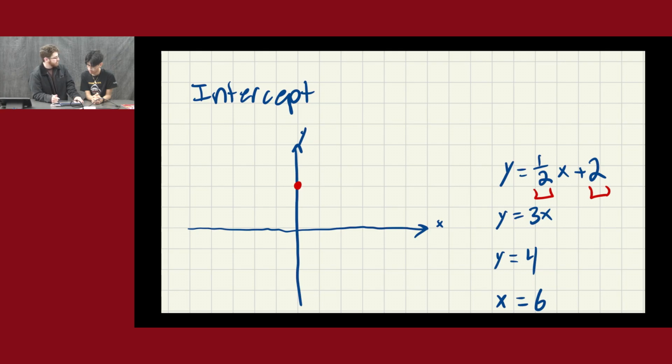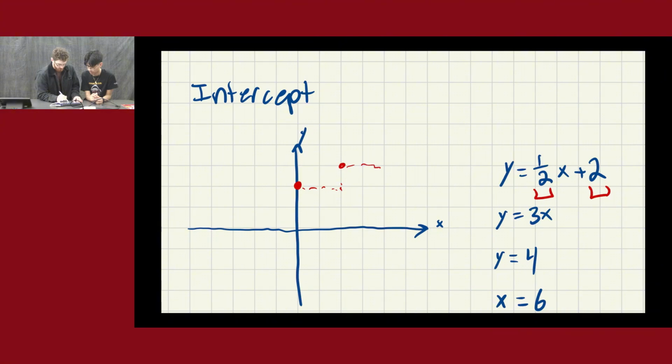Now, what does the slope mean? Slope, you said, means rise over run. Right. So this means that 1 over 2, what do we do with the fraction? We flip it. So that means it goes to the right 2 and up 1. We don't have to plot any values. We just say, okay, to the right 2, up 1, there.